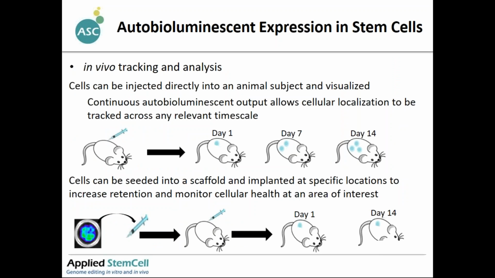For in vivo tracking, same idea here. If you want to look at the efficiency of your stem cell therapy, you would inject the autobioluminescent stem cells into your animal and look at the trafficking of the stem cells. Very easily you can look at whether they're homing to the site of interest, how they survive, do they die, do they differentiate into other cell types.